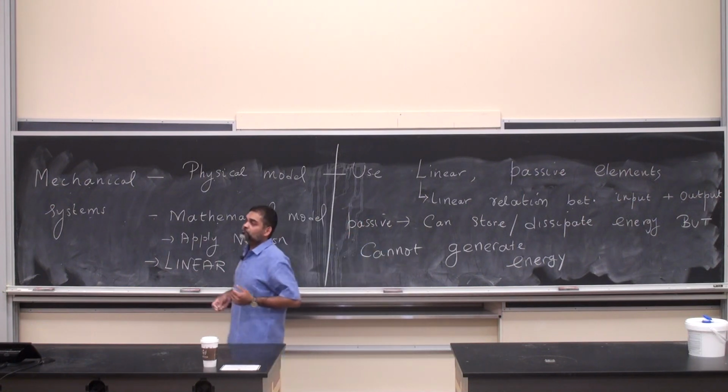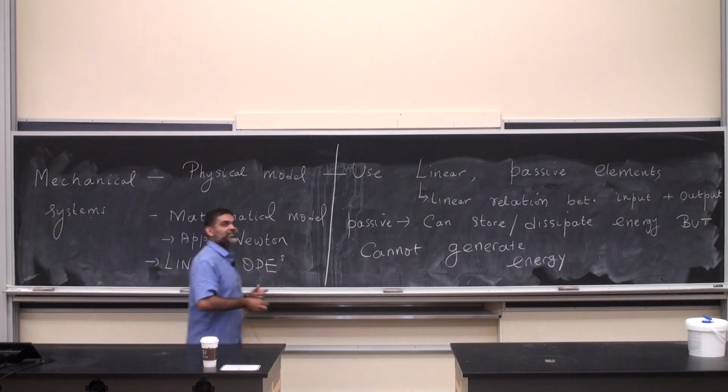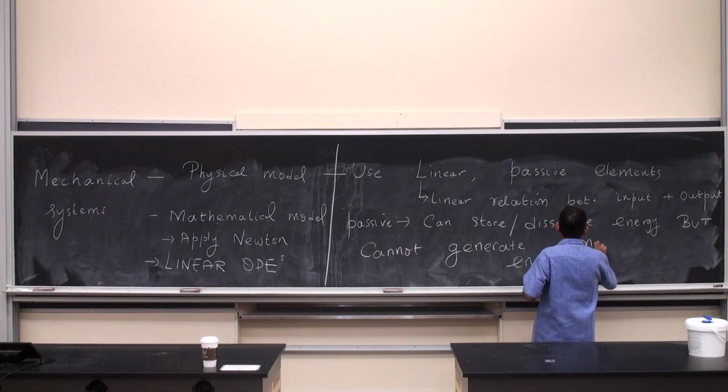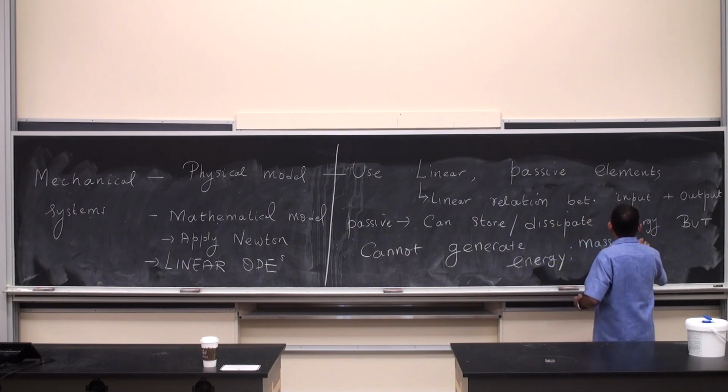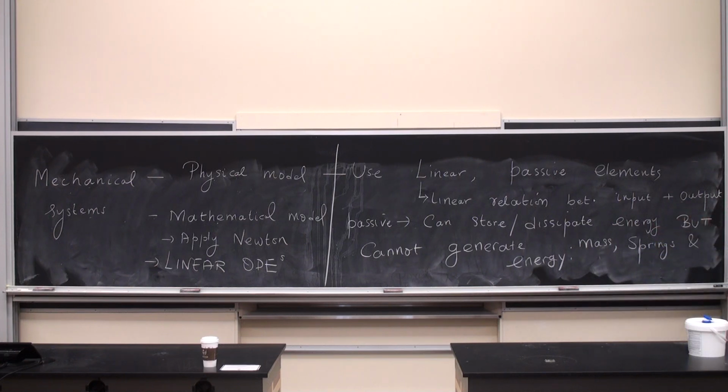So, from that point of view, we're going to look at three linear passive elements for mechanical systems, and you've seen these creatures before. They're masses, springs, and dampers, or damping elements.